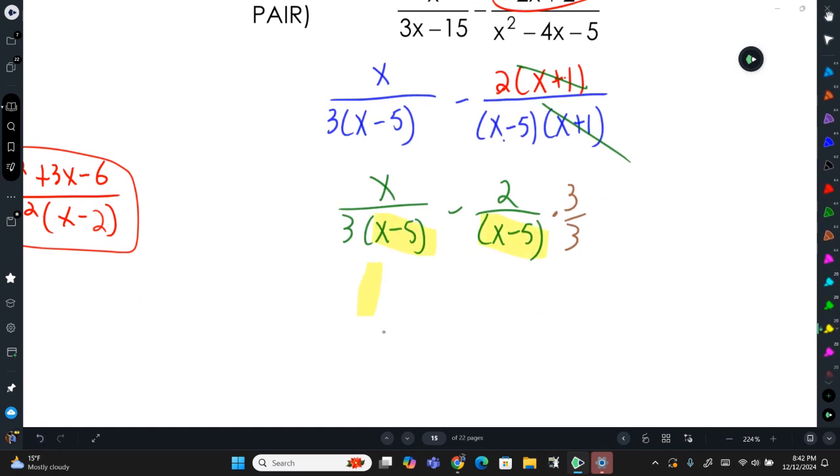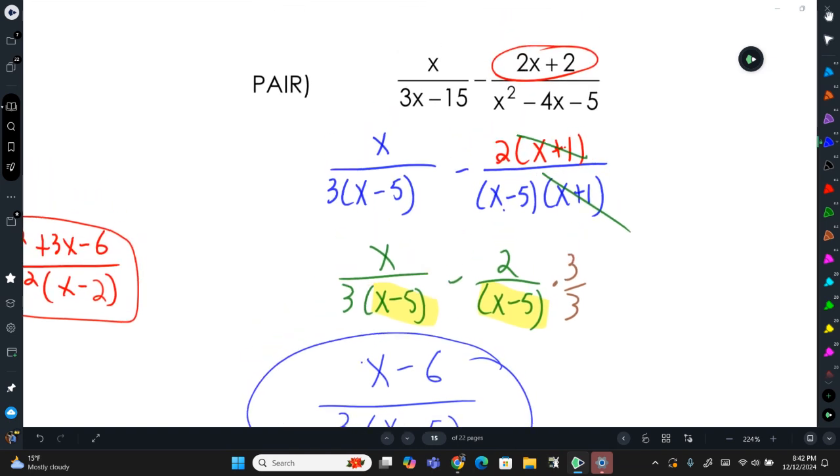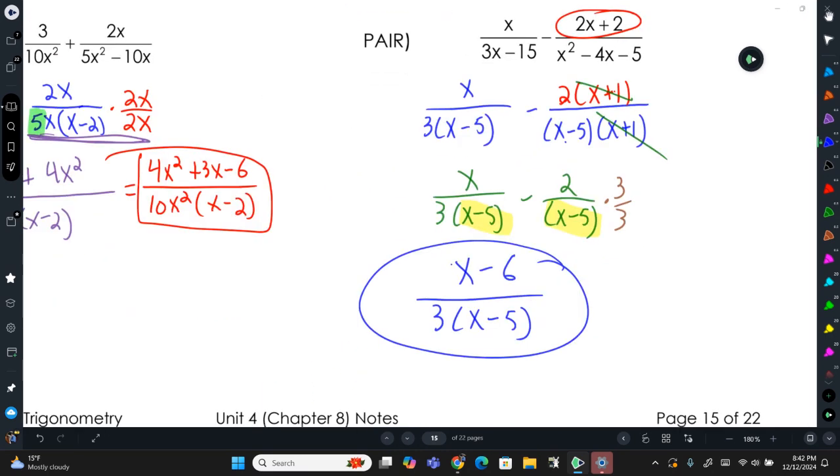So I have x minus 6 over 3 times x minus 5. We can't simplify that, so that would be our final answer. Now, if you did not see this canceling earlier, that doesn't mean you couldn't solve the problem. It just made it take a bit less time.